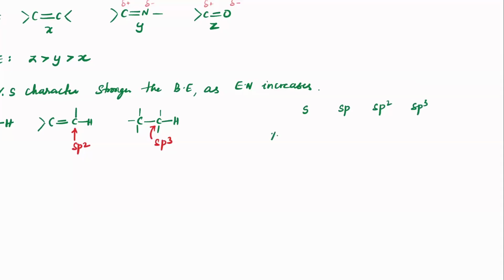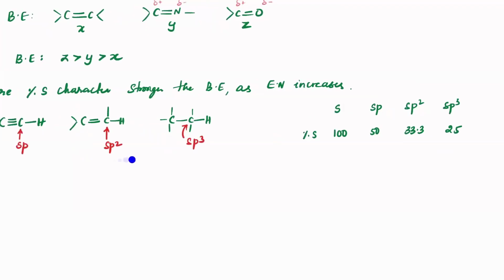So percentage S character, if you notice, this is 100%. There is only one S orbital, so it is pure. Second one is 1 out of 2, so that makes it 50%. Third one, 1 out of 3, so that makes it 33.3 percent. 1 out of 4 makes it 25 percent. So as the number of p orbitals increases, the percentage S character decreases. And percentage S character decreasing will always influence the electronegative nature also.